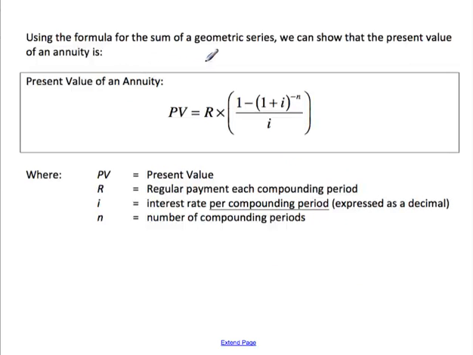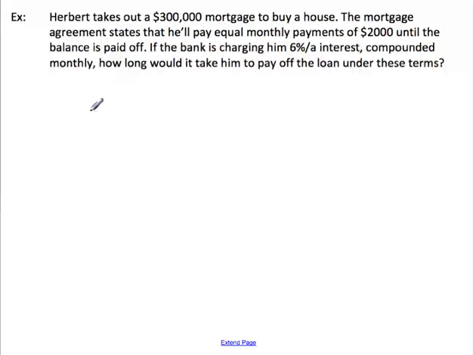Now, using the formula for the sum of a geometric series, we can show that the present value of an annuity is given by this formula. PV, present value, is equal to R, the regular payment, times 1 minus brackets 1 plus i, the interest rate per compounding period, expressed as a decimal, close brackets to the power of negative n, where n is the number of compounding periods, all divided by i. So let's take a look at an example which we'll solve using the formula.